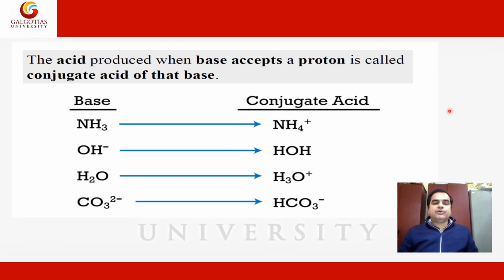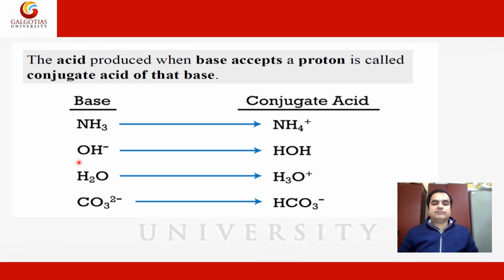Now, the acid produced when a base accepts a proton is called the conjugate acid of that base. As we can see in the following examples, these are the base species and these are their conjugate species. Suppose we take ammonia as a base: when it accepts a proton, it produces the ammonium ion, which is the conjugate acid of the ammonia base. Similarly, take another example, the OH minus ion. After accepting a proton, it forms HOH, so the HOH species is the conjugate acid of the OH negative ion base.